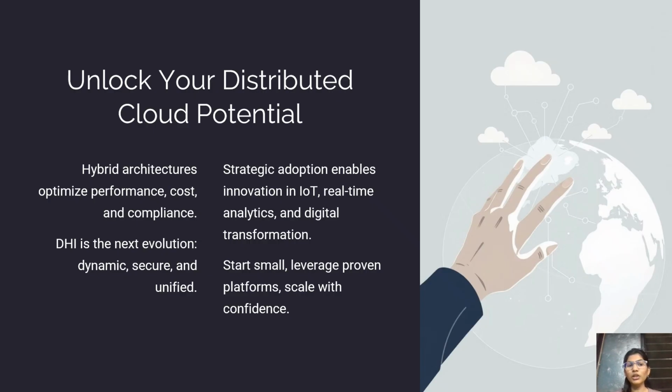So these are all about hybrid architecture. Hybrid architecture optimizes performance, cost, and compliance, and strategic adoption enables innovation, IoT, real-time analytics, and digital transformation. Start small, average platform, and increase the scale with confidence. So these are all about the distributed cloud architecture. Thank you so much.